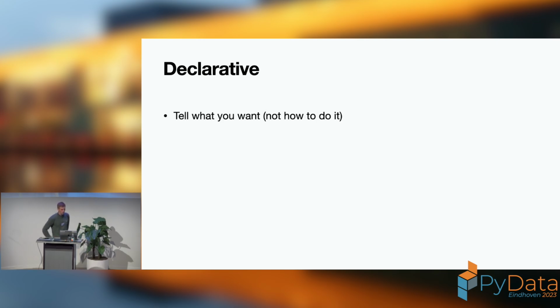So declarative: tell what you want, not how to do it. Ritchie Vink already gave a good introduction this morning about the expression system, where you basically tell Polars, I want this computation. You don't say when you want the filter to be applied. That's something they can optimize for you. You just say, this is the result I want, and it's up to Polars how to compute it.